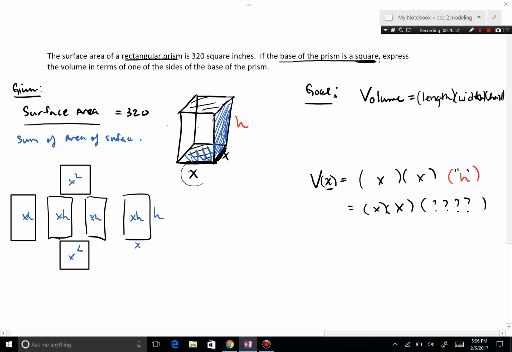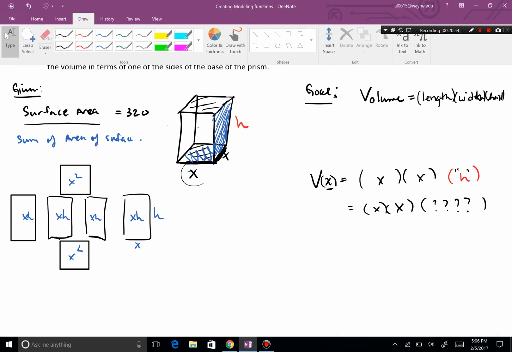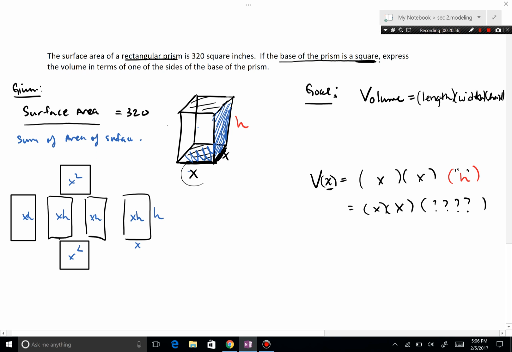So what do we end up getting? Well, here we go, guys. The pieces of the puzzle. Notice this one's a common sense graph. 2x squared, I have 4 xh's, and then finally I have 320. Can you solve and plug something in here? I don't like h. Remember, that was the goal. Well, h is going to be 320 minus 2x squared over 4x.